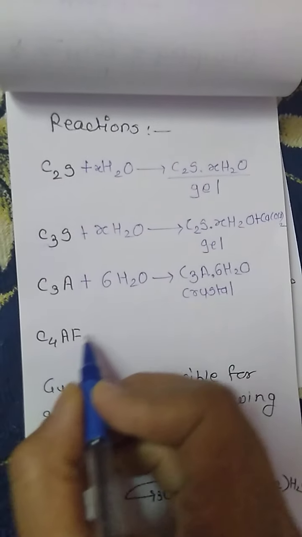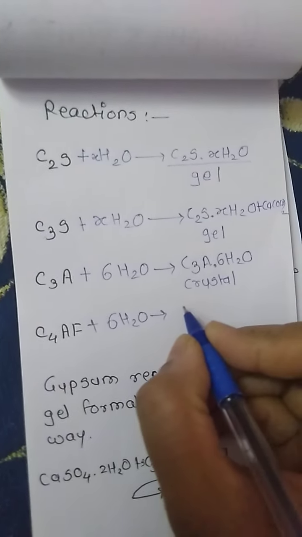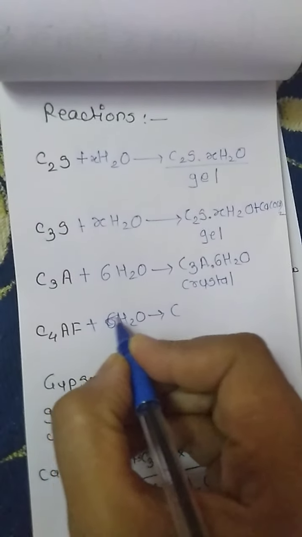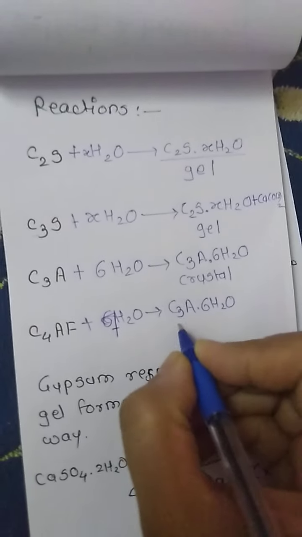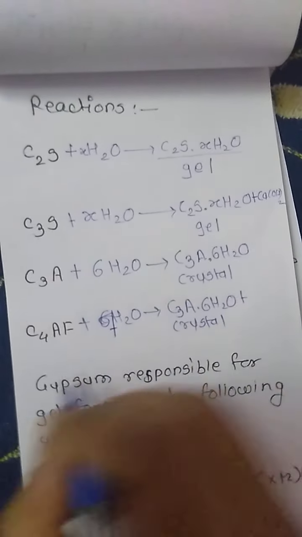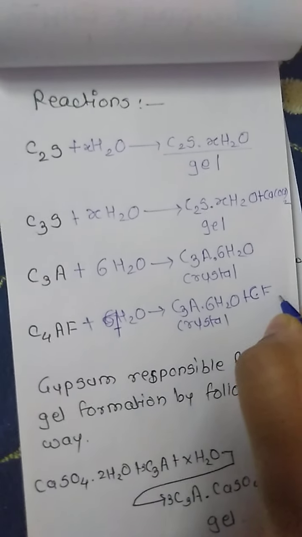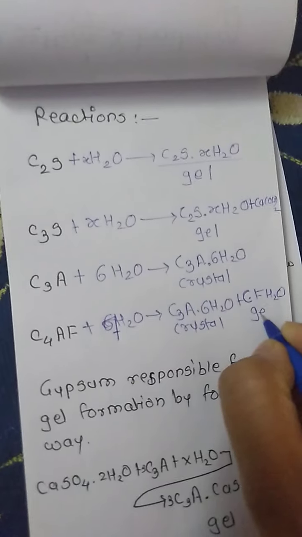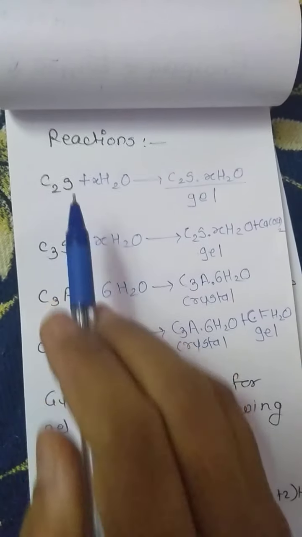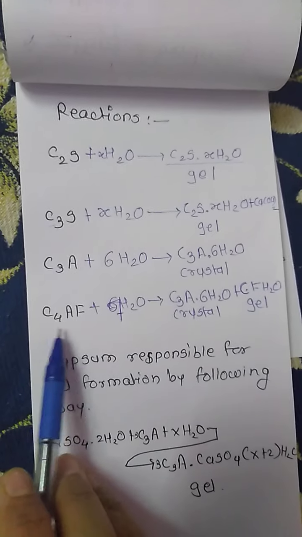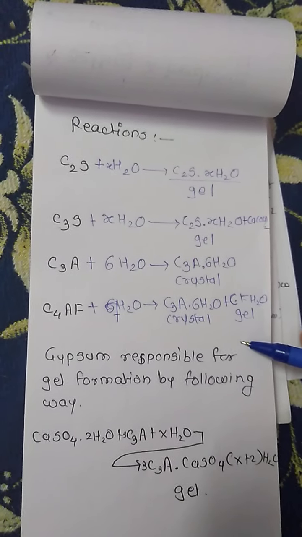Now the remaining is C4AF. When C4AF reacts with water molecules, it requires 7 water molecules, and it will then form C3A 6H2O, which is responsible for crystal formation, and the remaining compound is one C, one F, and one H2O molecule, and this is responsible for gel formation. Now these are the hydration and hydrolysis reactions of dicalcium silicate, tricalcium silicate, tricalcium aluminate, and tetracalcium aluminoferrate. This type of reaction takes place when it comes in contact with water molecules.